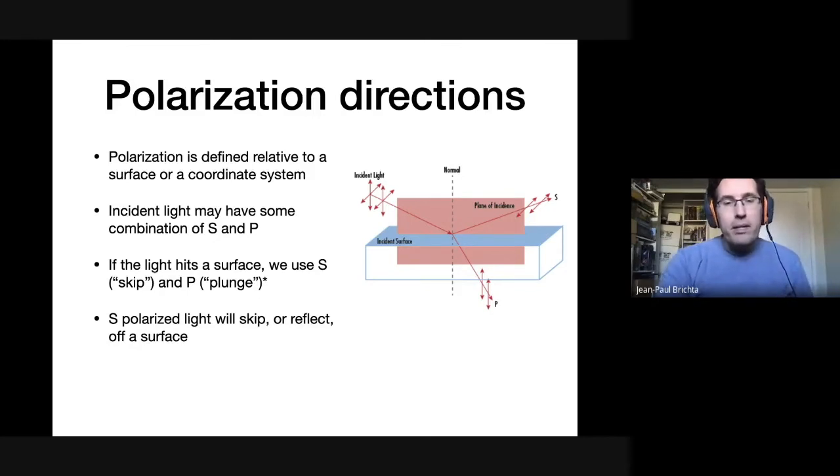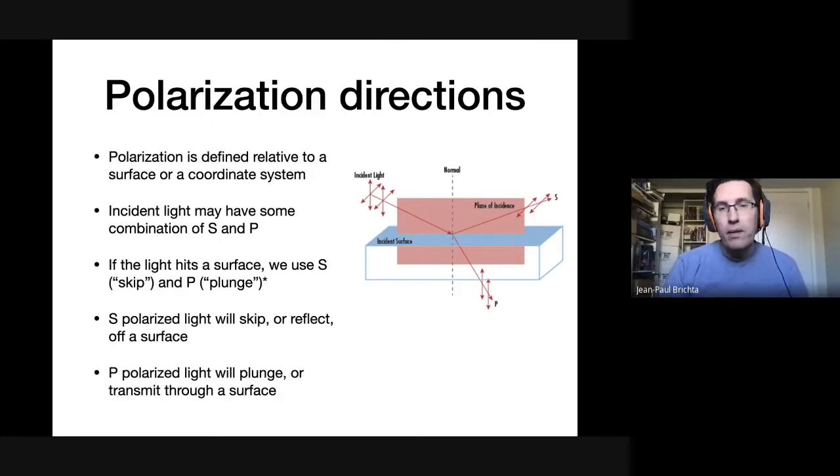So if you're looking at reflection off a lake or something, what you're actually seeing is S polarized light. Only S polarized light actually reflects off the surface. P polarized light does not. P polarized light basically goes into the water, into the surface, or it gets absorbed.